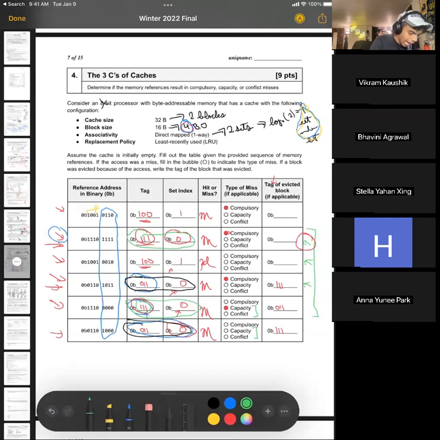Well, if we had a fully associative cache, then this would have been loaded into the first block of the cache. This would have been loaded into the second block of the cache. And then when we got here, we would have gotten a hit, right? We should have gotten a hit. But we got a miss under this cache configuration. So that tells me that this is a conflict miss.